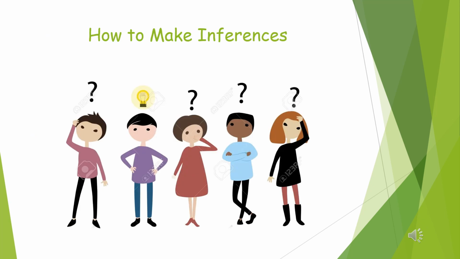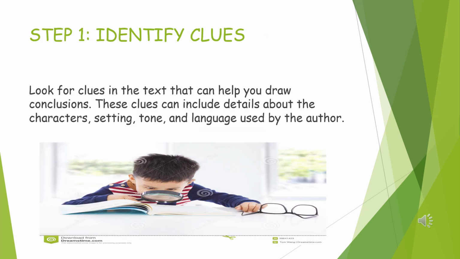Now we're going to learn some of the steps on how to make inferences. The first one is to look for clues in the text that can help you draw conclusions. These clues can include details about the characters, setting, tone, language, examples used by the author.